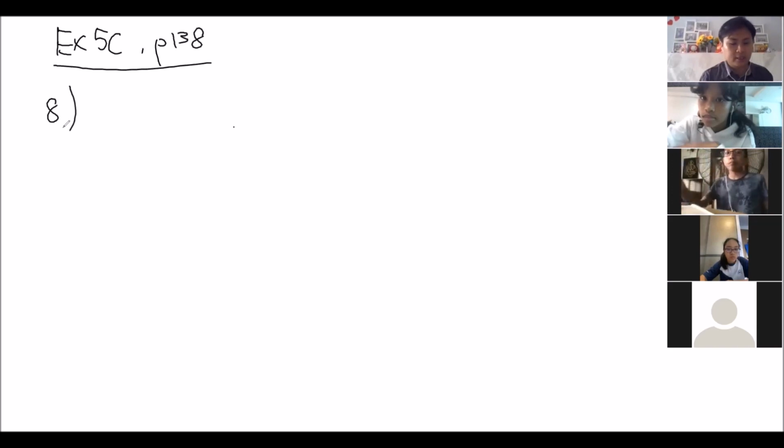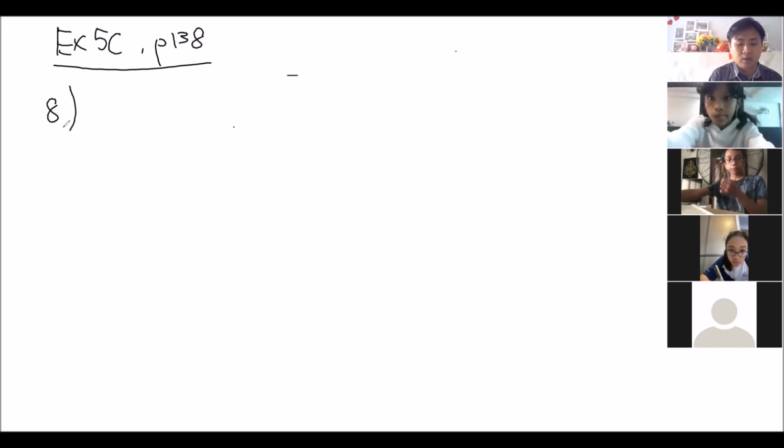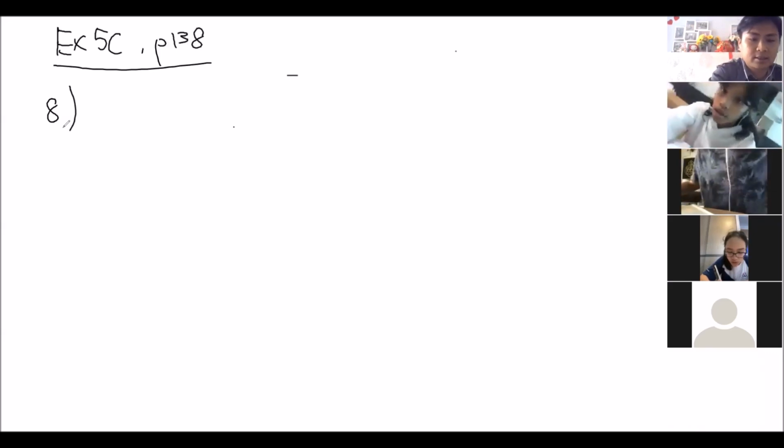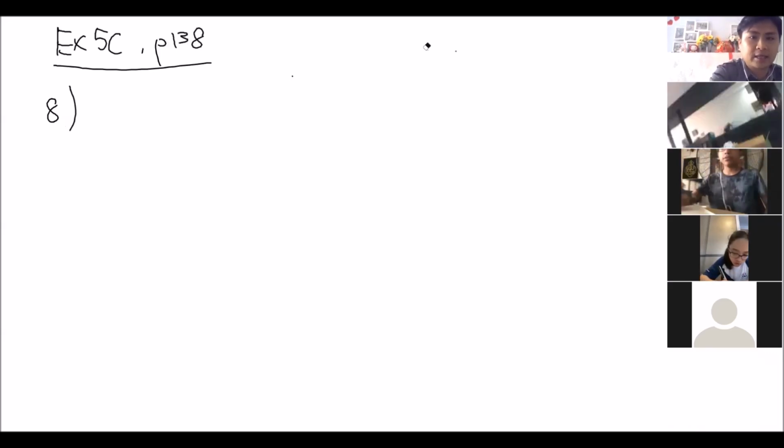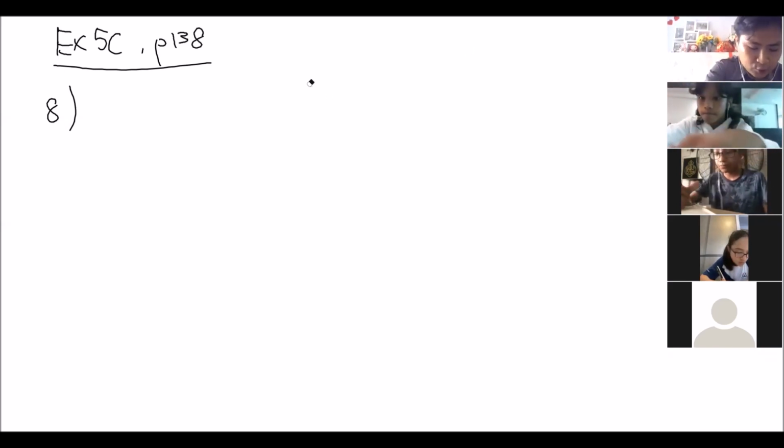Question 8. Now we have v square equals u square plus 2as. Find the value of s when v equals 25. What is the first thing that we should do for this question? Write down the formula. Good. So we copy down the formula: v square equals u square plus 2as.